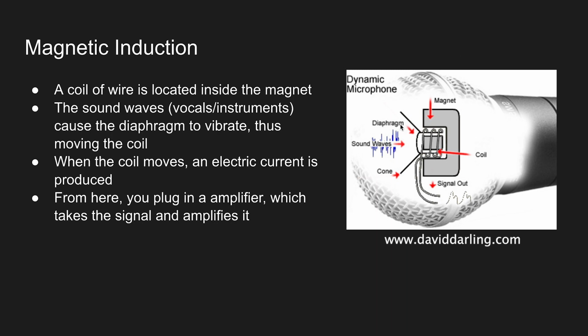So again, to recap, someone may be singing into this microphone. The diaphragm will move, moving the coils in and out of the magnet. This is called induction. That movement creates an electric current. And then from there, you plug it into an amplifier, which will take that sound and amplify it.